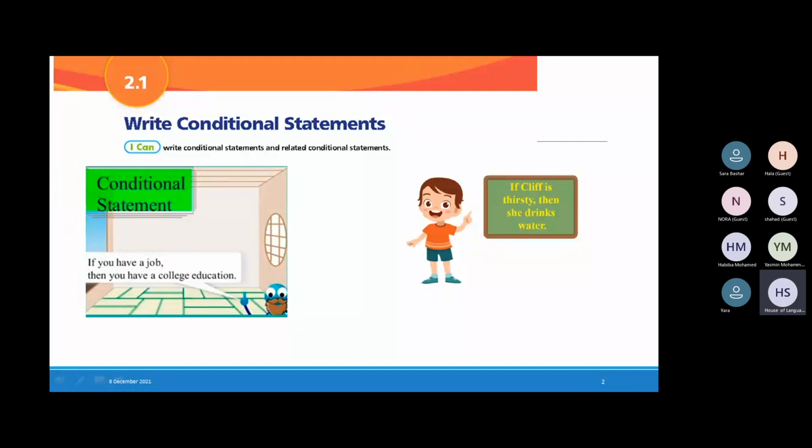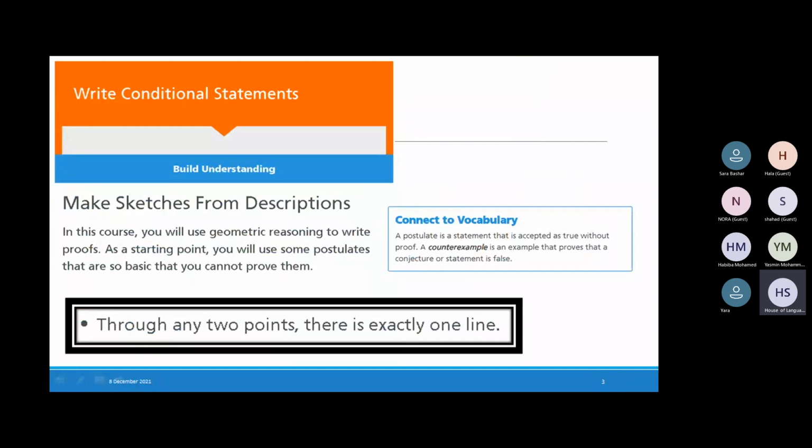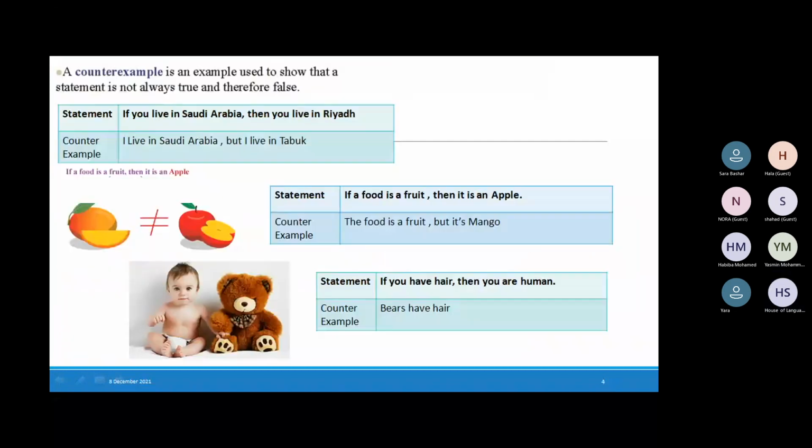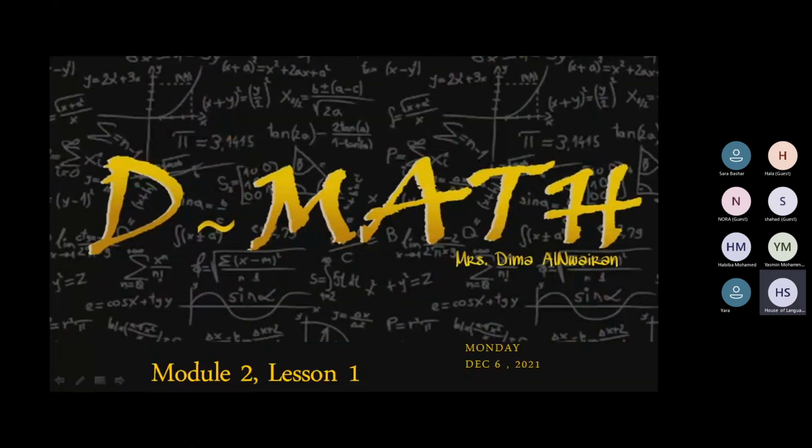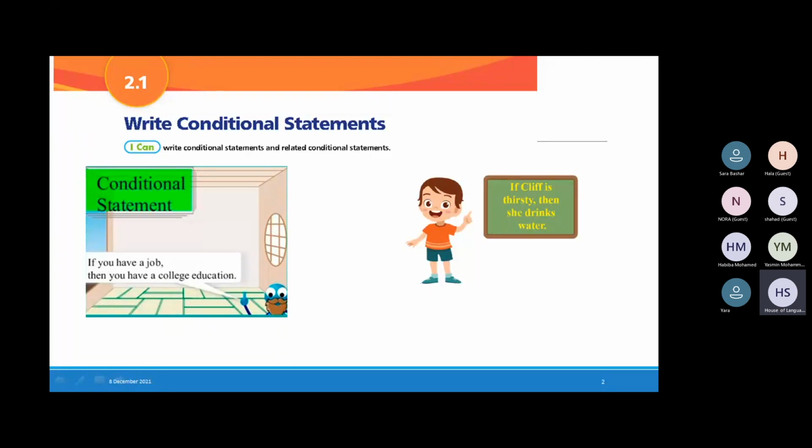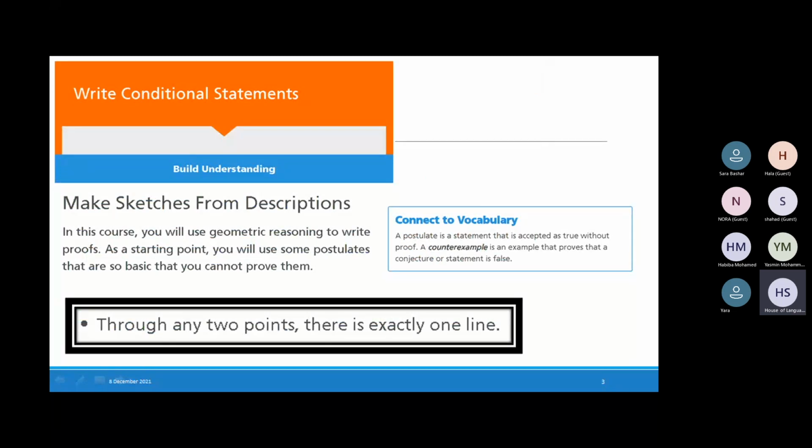Monday, it's okay. Now, we talk about the conditional statements, like if I am hungry, I will eat. There's a reason and a conclusion. This is what we call the conditional statement. And here in geometry, we have something we call the postulate, which is a statement that is accepted without proof. Later on, after algebra, we will talk about how to prove the theorems. This one is accepted without proof.